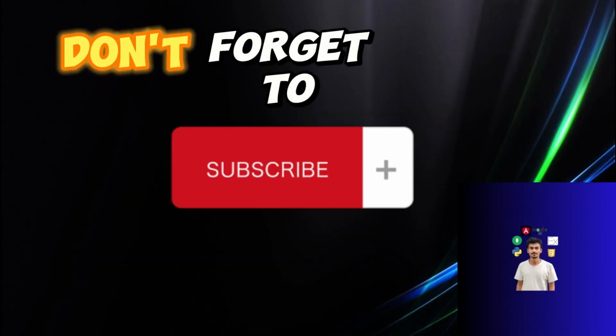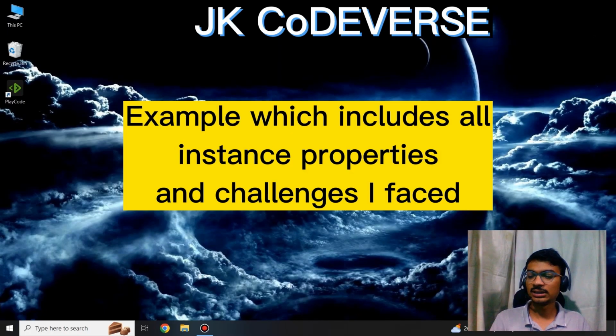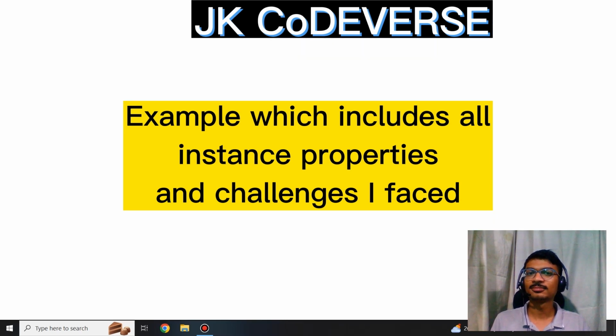Hi learners. In the previous video, we learnt about node name, node value, and node type, right? And previous siblings and next siblings. So let's see an example where we can use all these, like we cover almost all instance properties in one example. Let's get some knowledge.